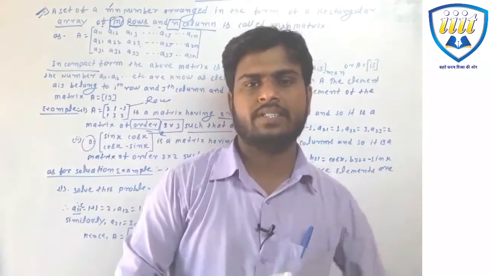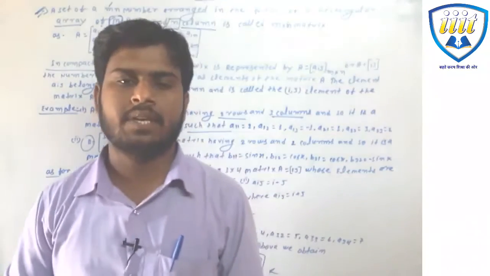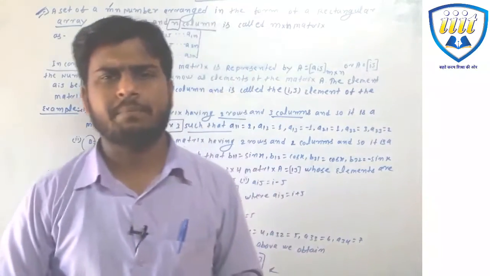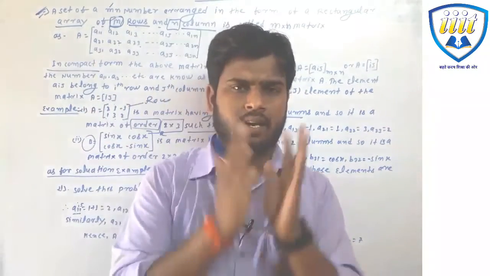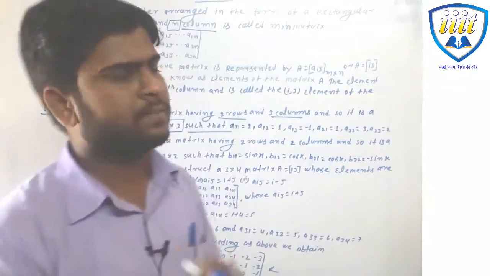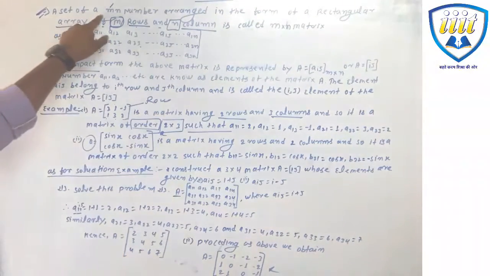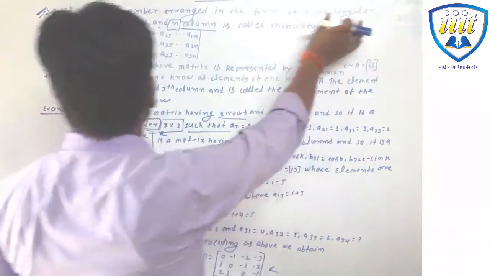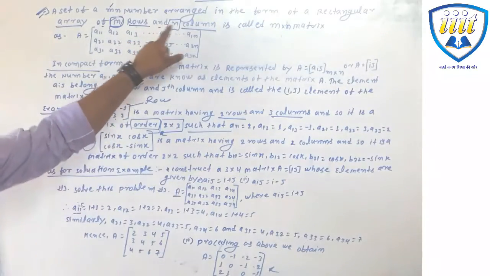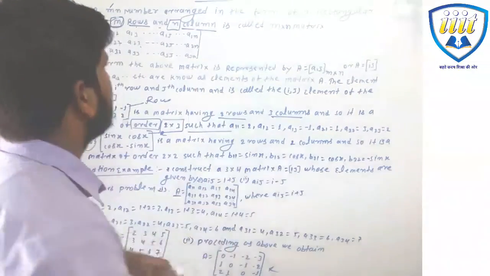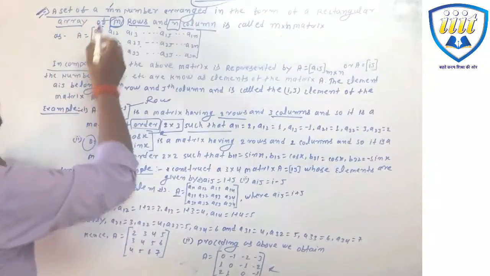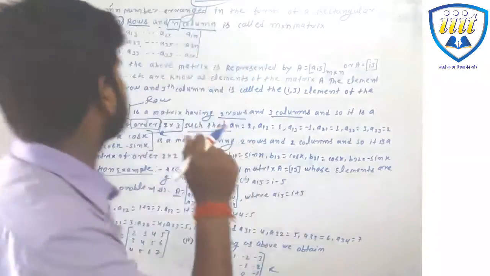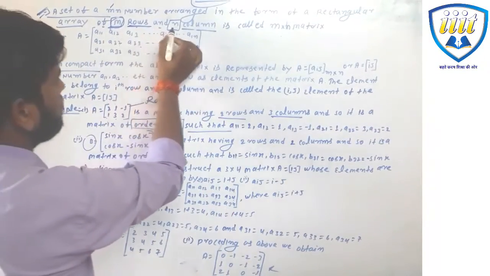Matrix, again repetition set. Class 12, how matrix is defined, with types of matrix. Definition: a matrix is a set of m n numbers arranged in the form of a rectangular array of m rows and n columns, called an m by n matrix.